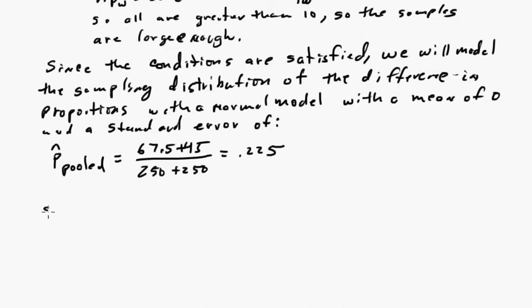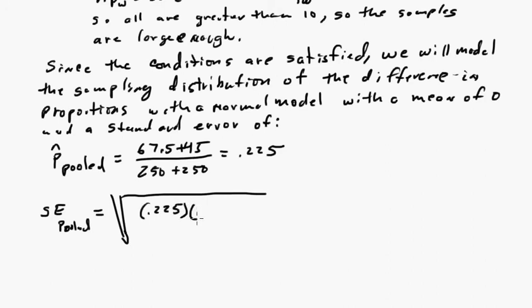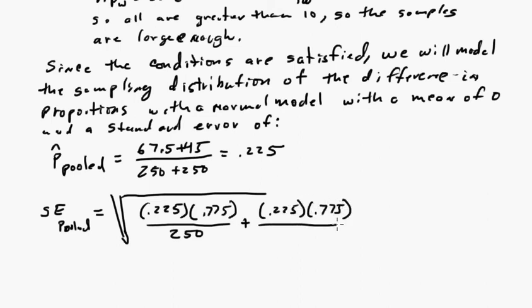Alright, so now this big standard error that we need to calculate, I'm just going to say standard error pooled, is equal to the square root. So the nice thing here is that once you have p hat pooled, it's the same for both terms: 0.225 times 0.775 divided by 250, plus the same thing again over 250. It just happens to be that the sample sizes are the same this time.